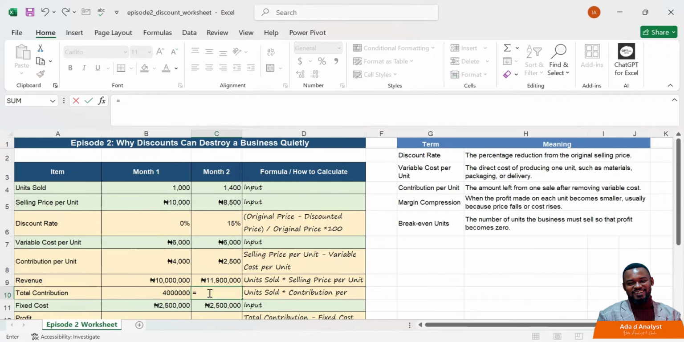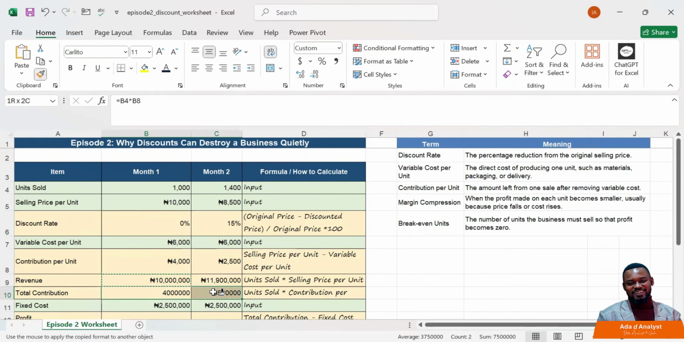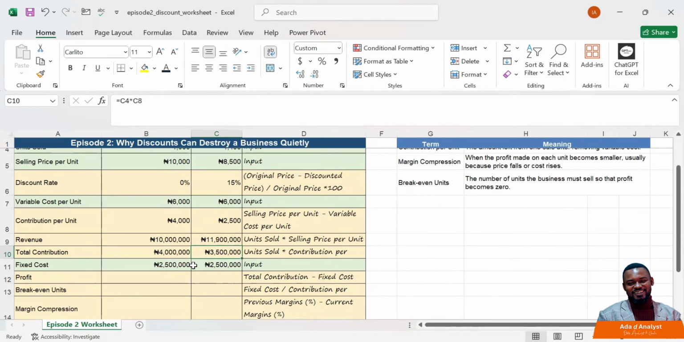What about total contribution for month two? Units sold in month two multiplied by our contribution per unit in month two. So we have that now. Again, I just want to copy this formatting and paint it here. You see that in month one, our total contribution is 4 million. However, in month two, our total contribution is 3.5 million. Here we had our fixed cost stated as 2.5 million for both months, month one and month two.